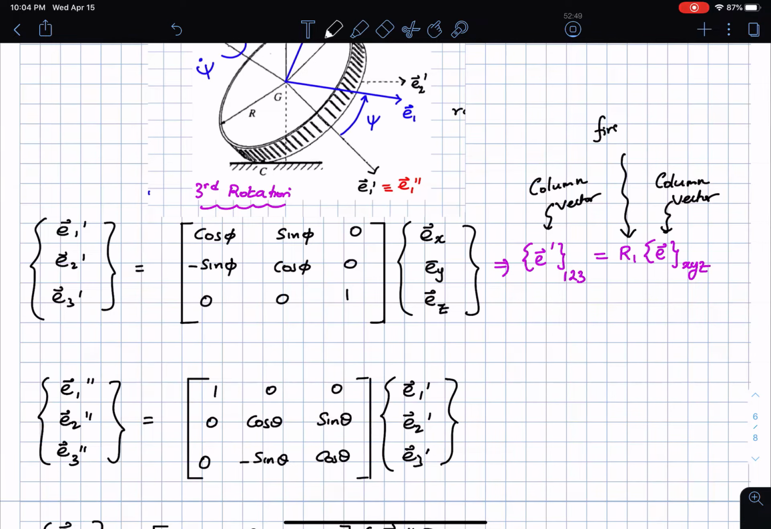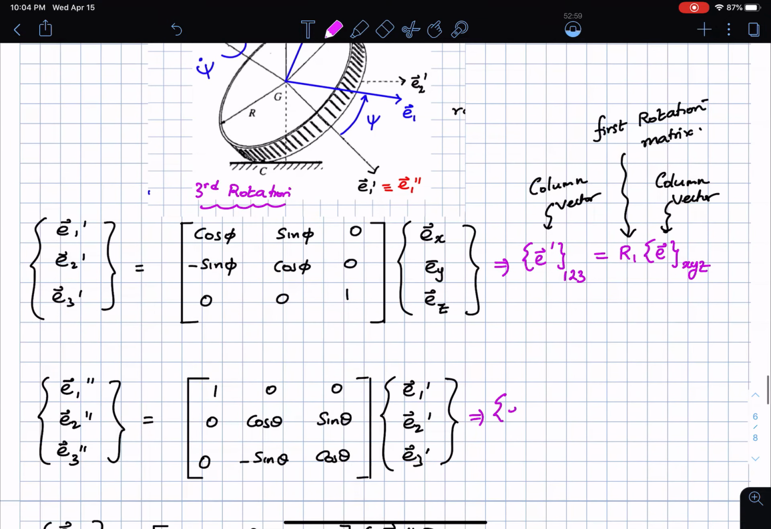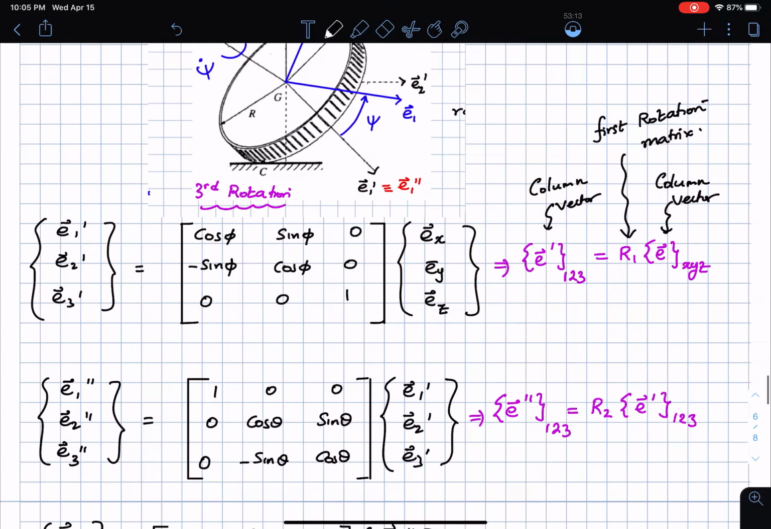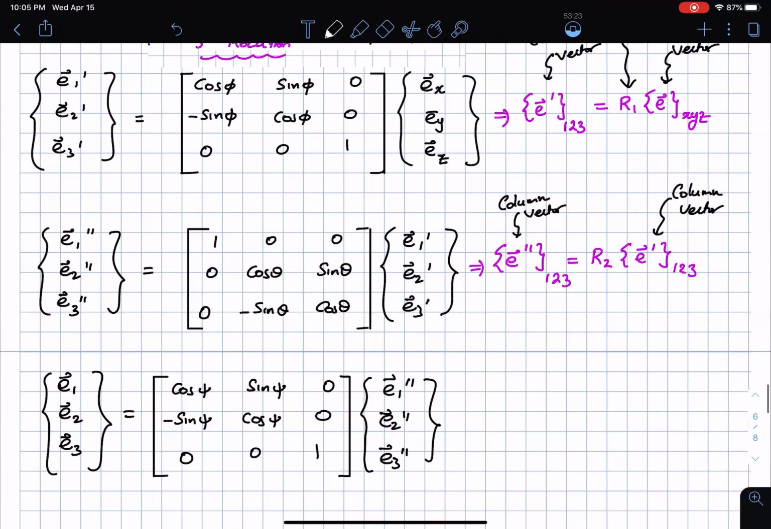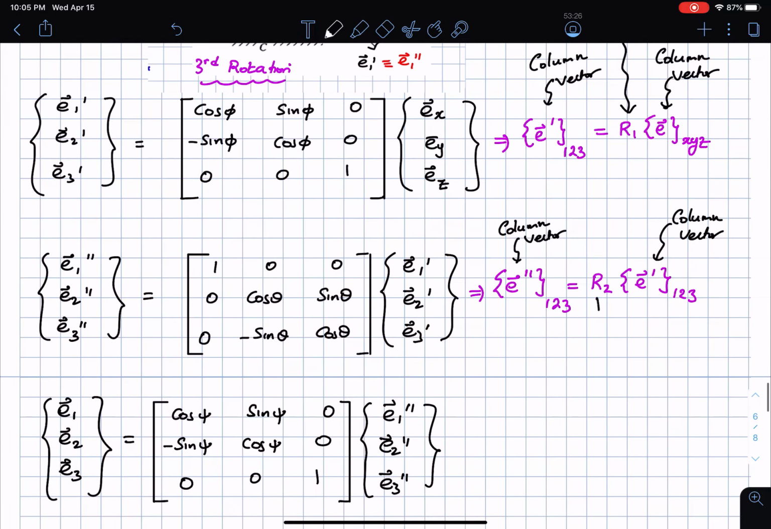Likewise I'm going to do the same thing for this one. I'm going to call this E double prime 1, 2, 3, which is equal to R2 times E prime 1, 2, 3, and once again the same nomenclature holds. This is a column vector. This is also a column vector. Okay, and this is the second rotation matrix.